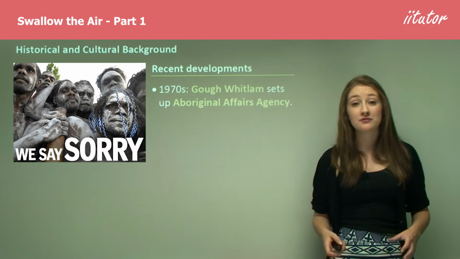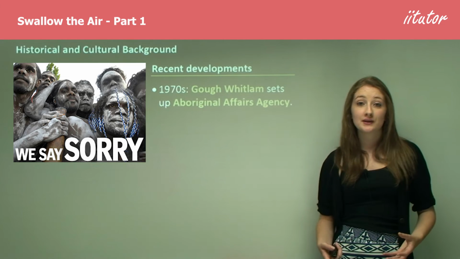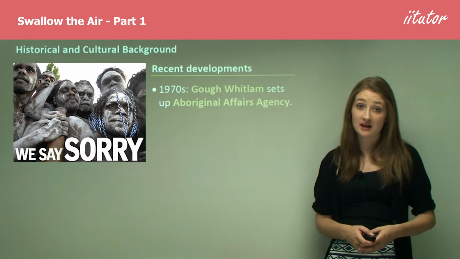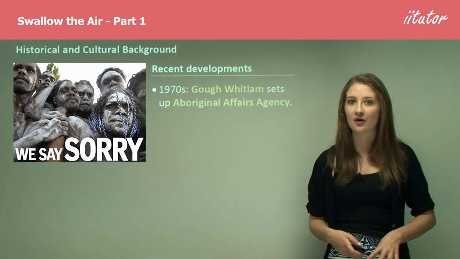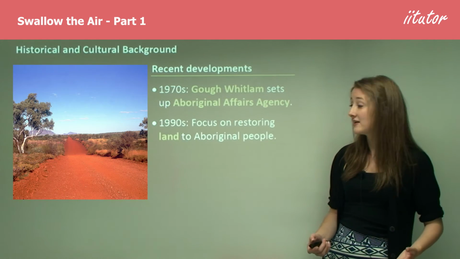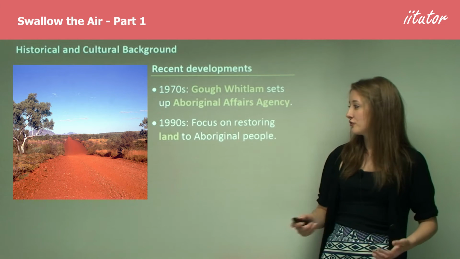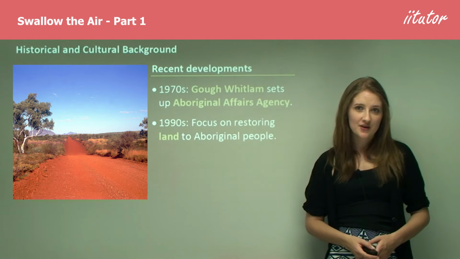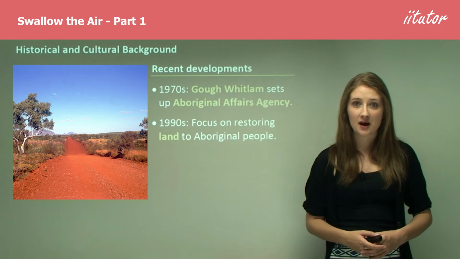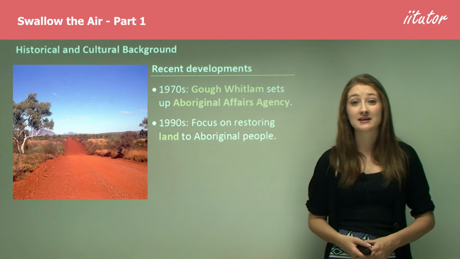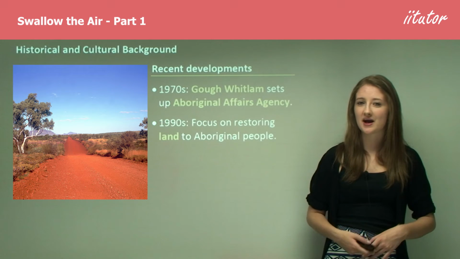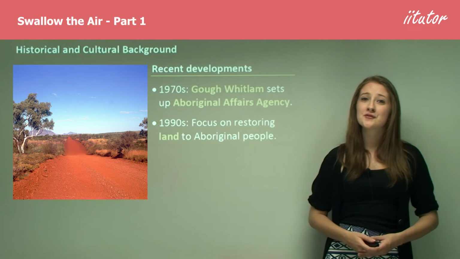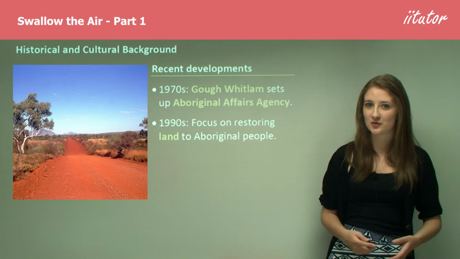More recently, if you look at the 1970s, Gough Whitlam set up the Aboriginal Affairs Agency. So that was a more positive step, however, certainly not one which solved all of the problems. In the 1990s, there was a focus on restoring land to the Aboriginal people. So this idea of land rights was becoming recognised. If you take a look at the Mabo case, you'll see that for the first time, Aboriginal people were trying to claim back their land and prove that they actually did have a right to the land.